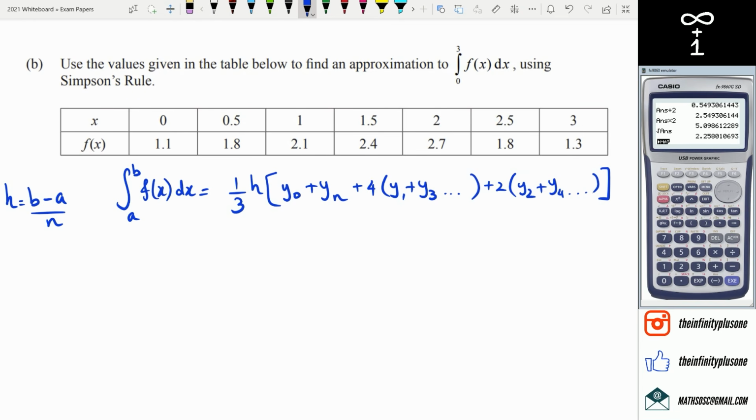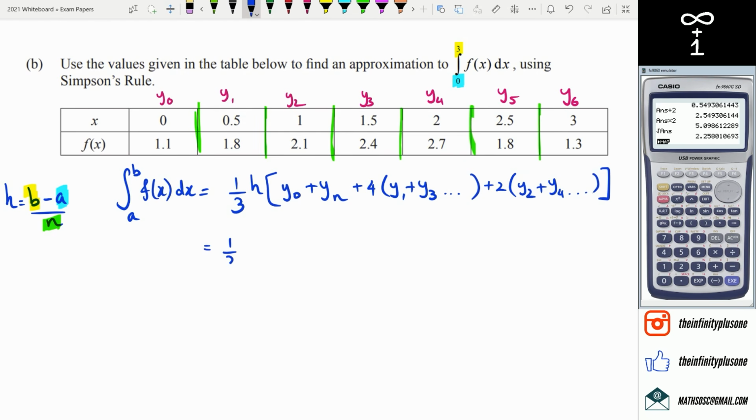Cool, so there is the formula that I'm just going to copy down real quickly. We've got to figure out what h is first. So b is 3, 0 is a, and then n is the number of intervals we have. So that's 1, 2, 3, 4, 5, 6. That's equal to 6. And this is your y0, y1, y2, y3, y4, y5, and y6. Basically your odd y values get multiplied by 4, and your even y values get multiplied by 2. So we're literally just going to fill this all up, guys.